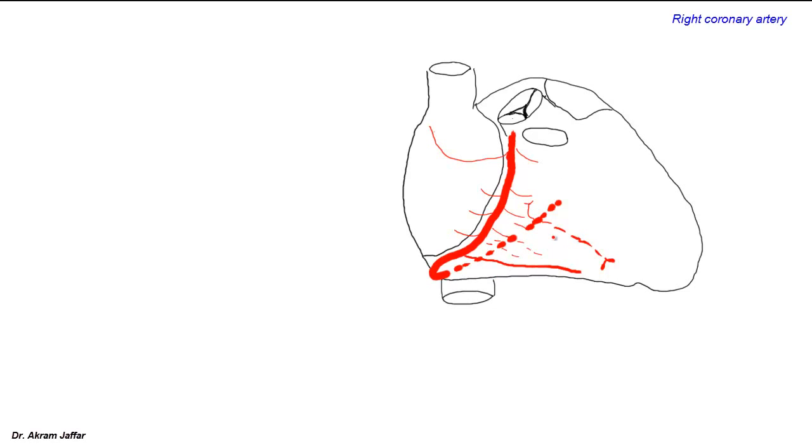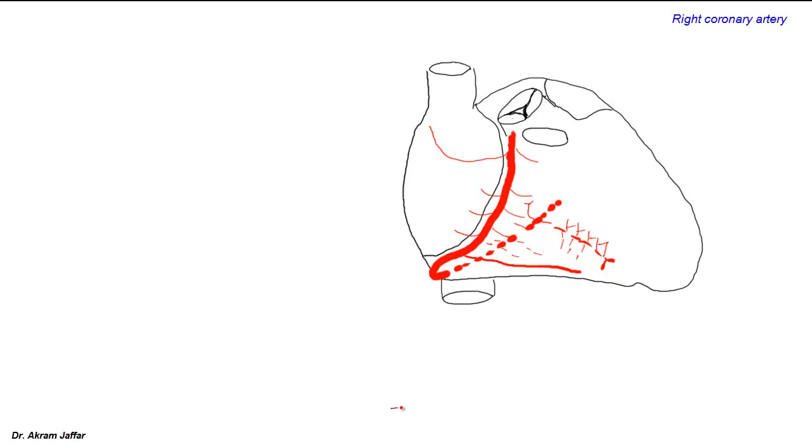The posterior interventricular artery supplies ventricular branches to the right ventricle, small ventricular branches to the left ventricle, and also it sends septal branches to the interventricular septum. These septal branches supply the inferior third of the interventricular septum.